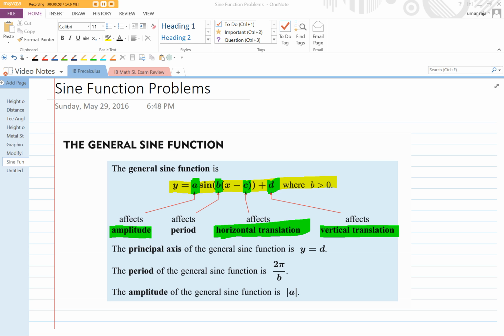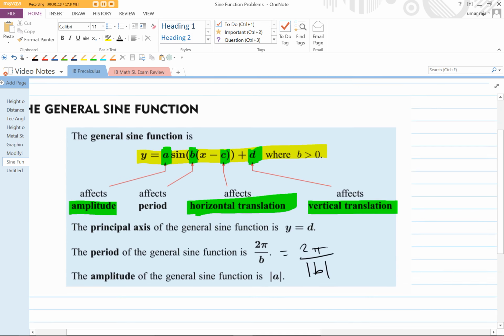Alright guys, one thing that you have to realize is that if you look at the notes, they're saying that the period of the general sine function is 2 pi over b. But you can see that in the denominator, this is just lowercase b. In reality, this should actually be 2 pi over the absolute value of b. So keep that in mind. We're going to get to some of the problems where you're going to see why this would be important.